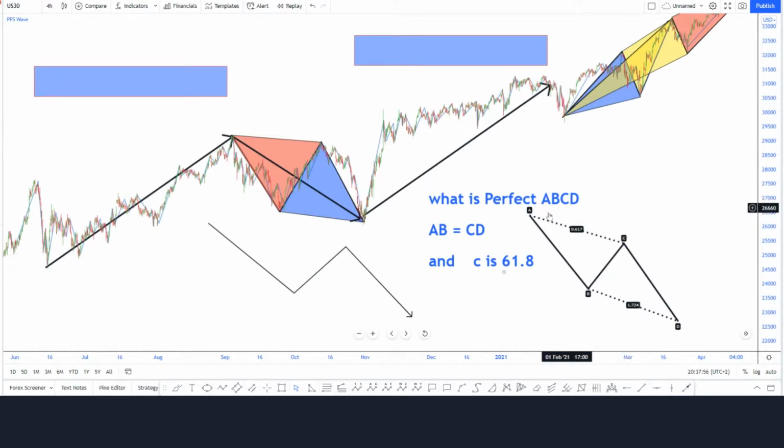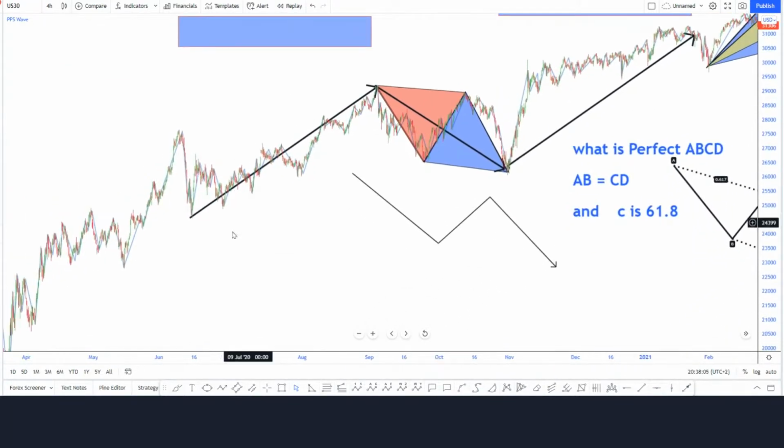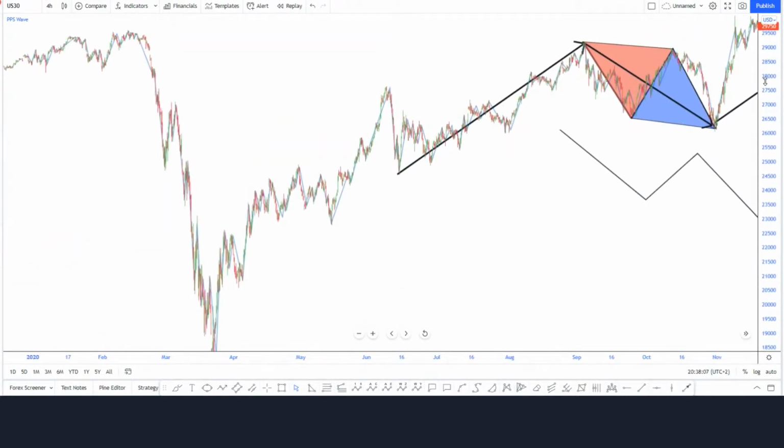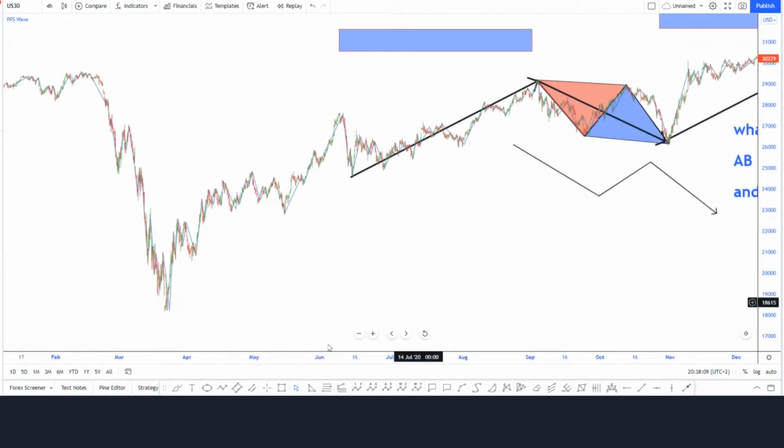Of course, I made this bearish. I made this to the downside, but this one to the upside. And you have this one equal to this one. You have AB equals CD. That's a perfect pattern. Look at this, another ABCD. Look at this one.